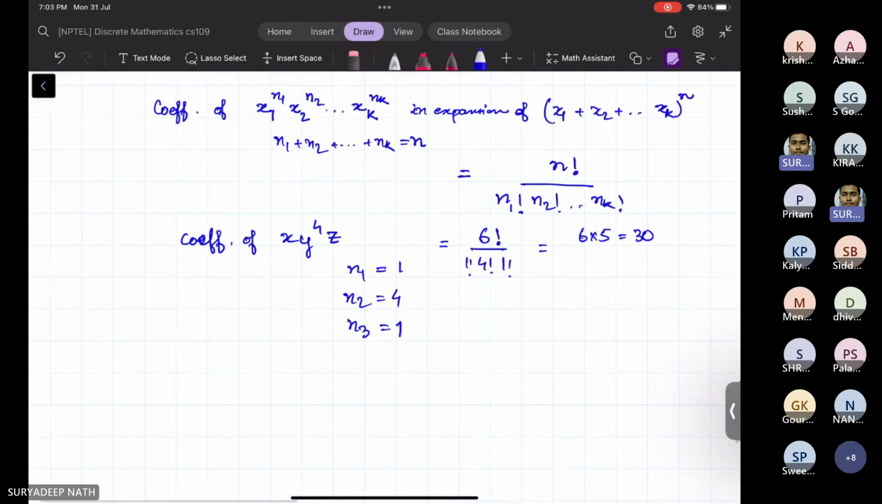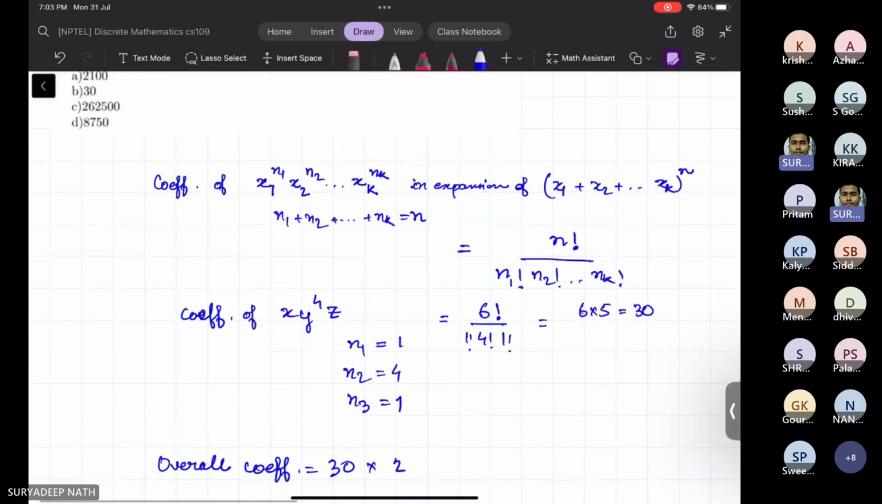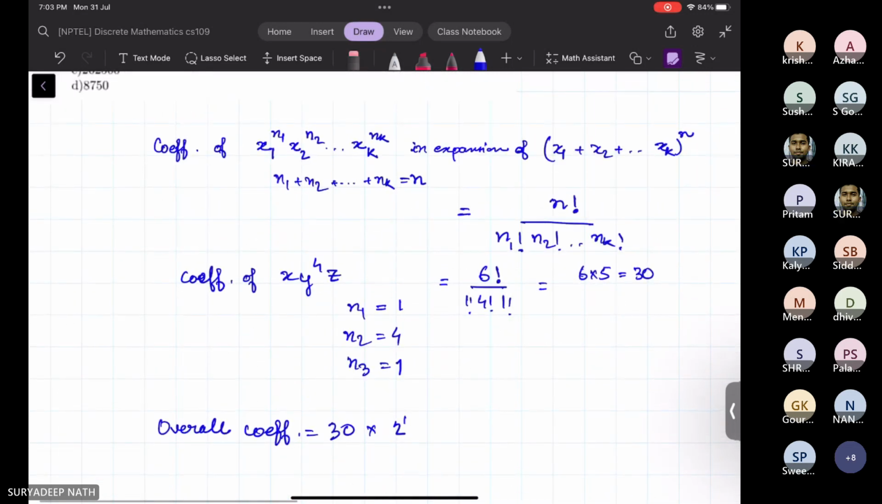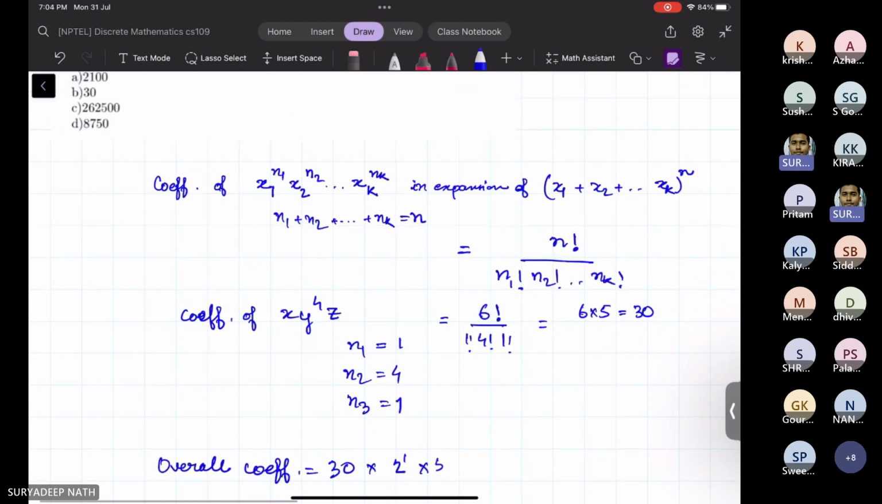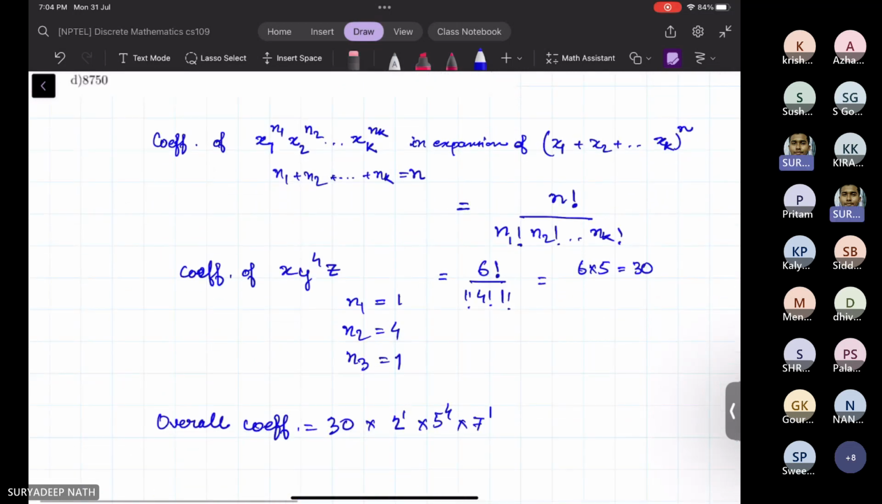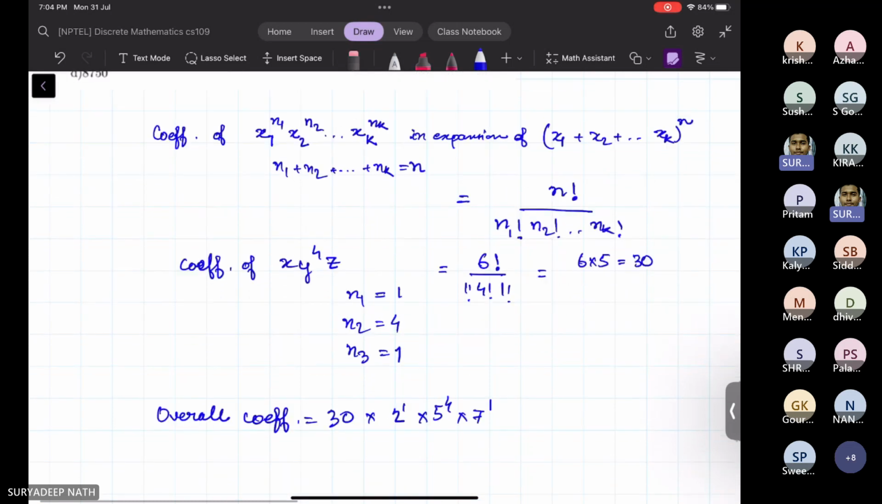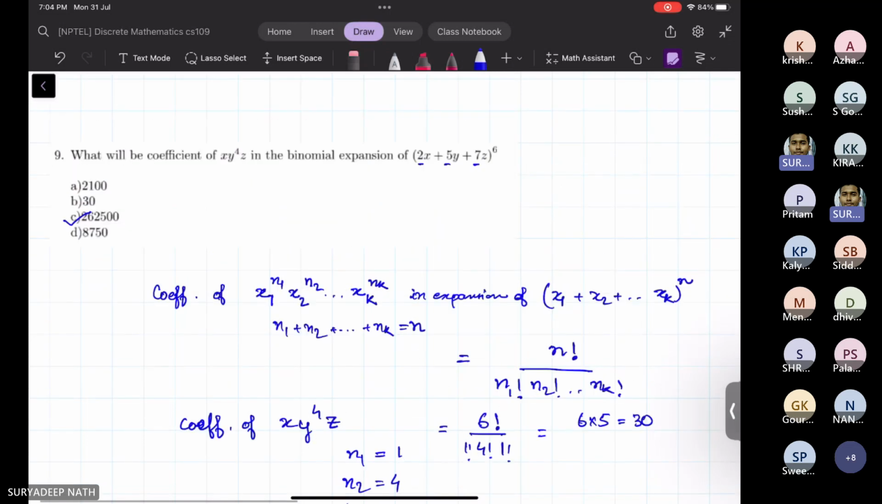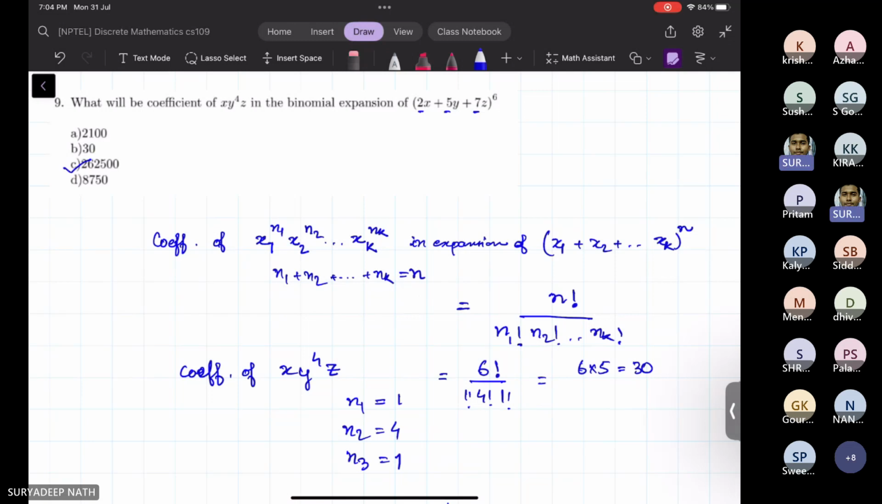So the total overall coefficient would be 30 into 2 to the power 1 into 5 to the power 4 into 7 to the power 1. This is a very huge number, and if you calculate, it comes out to be 2625000. So the right answer is option C for this question. I hope that is clear.